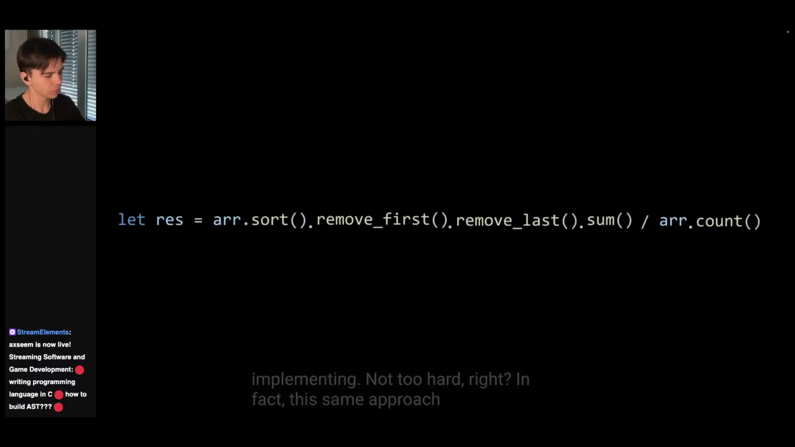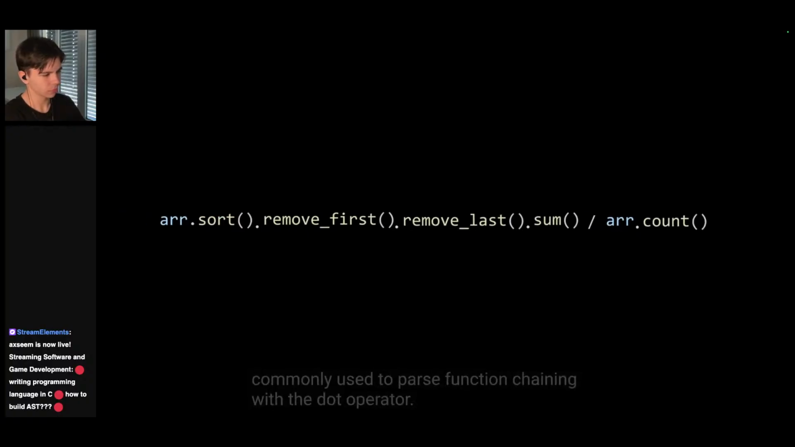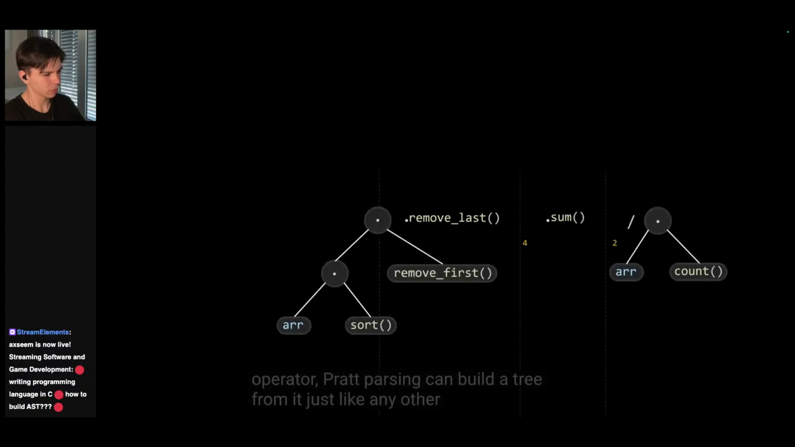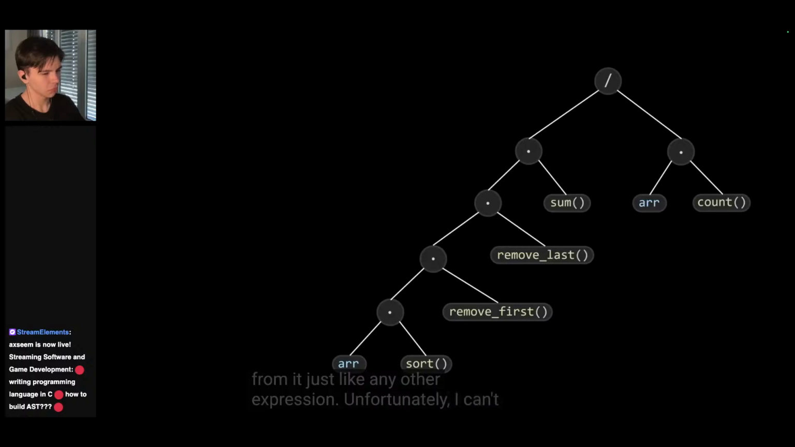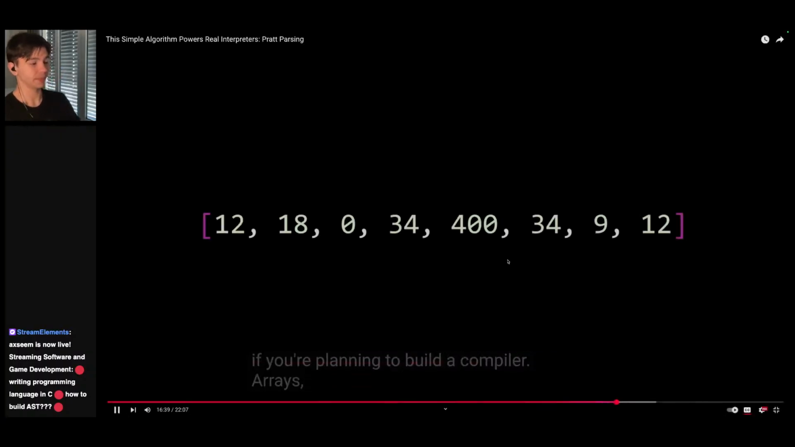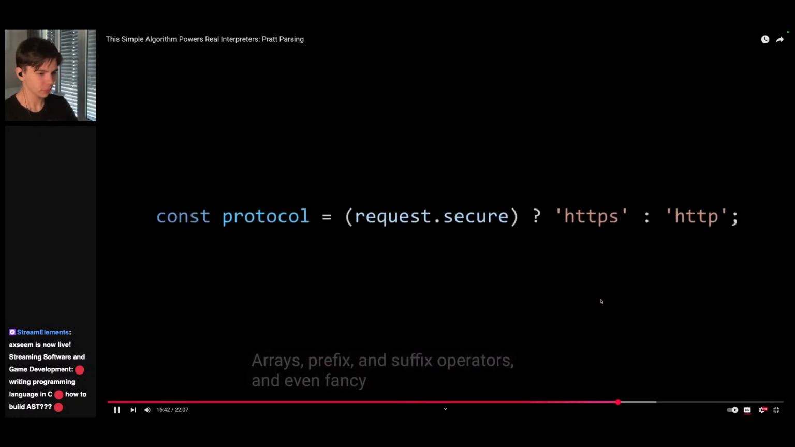In fact, this same approach is also commonly used to parse function chaining with the dot operator. A line of code like this is also an expression. If we assign a binding power to the dot operator, Pratt parsing can build a tree from it just like any other expression. Unfortunately, I can't show you this in our example since our lexer can't tokenize identifiers, but it's important that you know this, especially if you're planning to build a compiler. Arrays, prefix and suffix operators, and even fancy cases like the ternary operator.